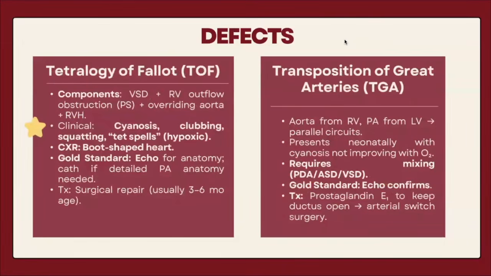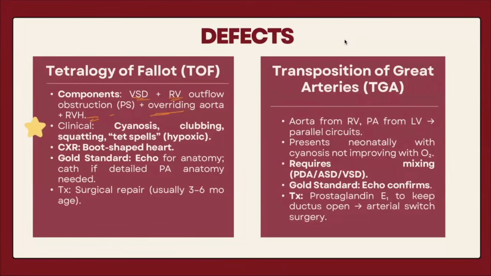Moving on, there's another defect, very important, very nice. It's tetralogy of Fallot. Tetralogy of Fallot presents with four main signs: a ventricular septal defect, right ventricular outflow obstruction, overriding of the aorta, and right ventricular hypertrophy. Know these four components very well. It presents with something called a boot-shaped heart, and the patient also has cyanosis, clubbing, and tet spells. These are essentially episodes of severe hypoxia, so they might even have syncope.